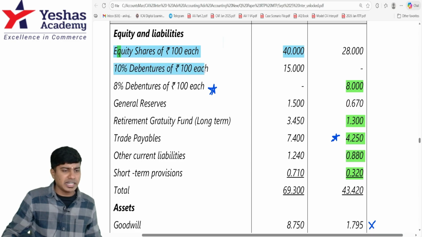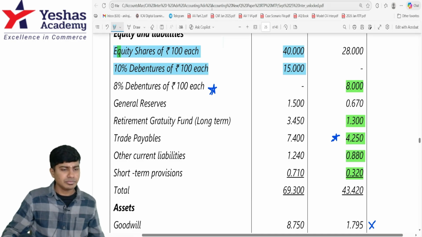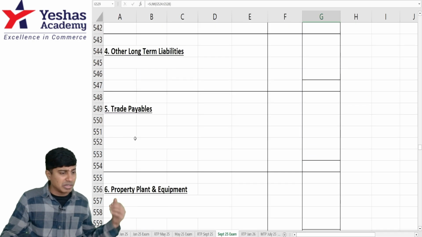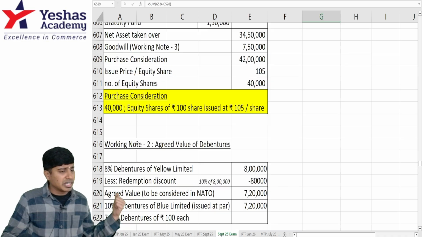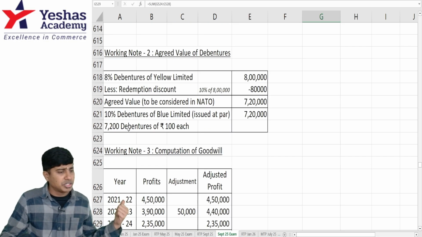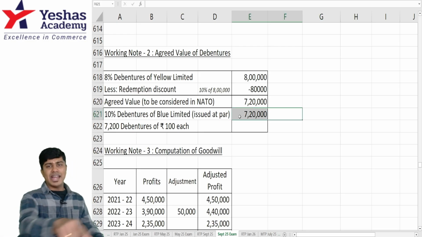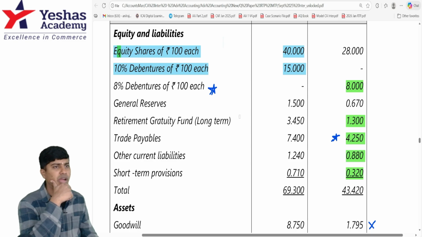There were 10% debentures. How much? 15 lakh. Take 15 lakh in your calculator. To 8% debenture holders of the transferor, we issued some debentures, no? We've done the working note. See here, what did we issue? 10% debentures in Blue, 7 lakh 20. Add 7 lakh 20 to 15 lakh, what you had in the calculator.